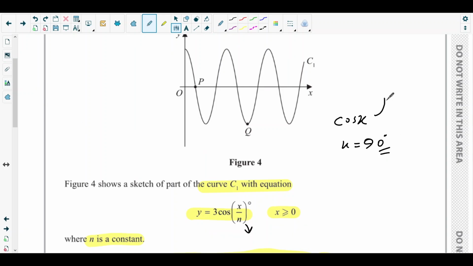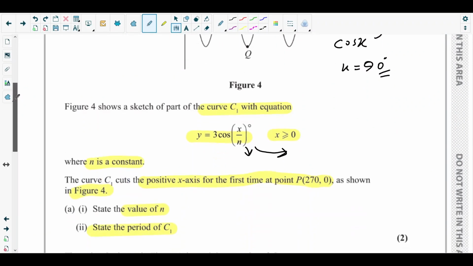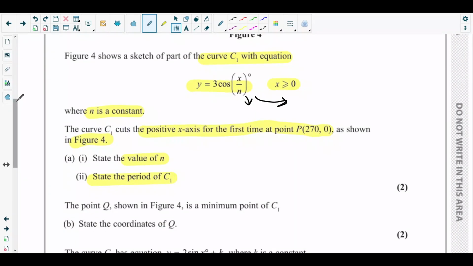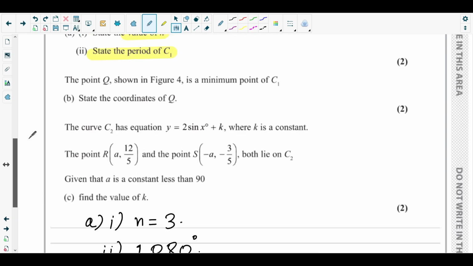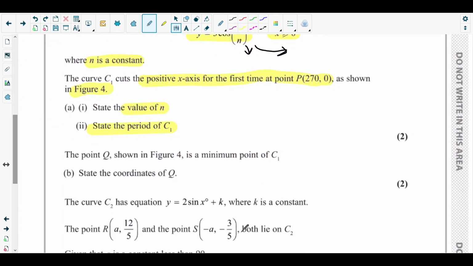So the period of the graph of cos x is 360 degrees. So in this graph, the period will get tripled. So 3 times 360 is 1080. So the period of curve C1 is 1080 degrees. That's the period of curve C1. Fine. Okay, next is part B.